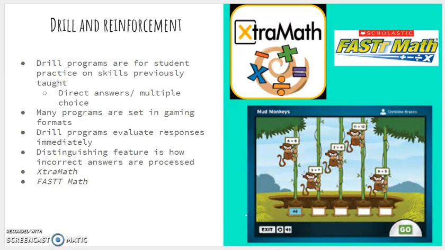And a distinguishing feature is how incorrect answers are processed. So as I said before, they can either be marked off wrong and told the answer, or depending on which application is used, some programs make students practice that concept again in more detail before they can move on. And 2 examples of these types of tools are Extra Math and Fast Math. I have 2 pictures there for each one, and then here's a sample page of what Fast Math looks like.